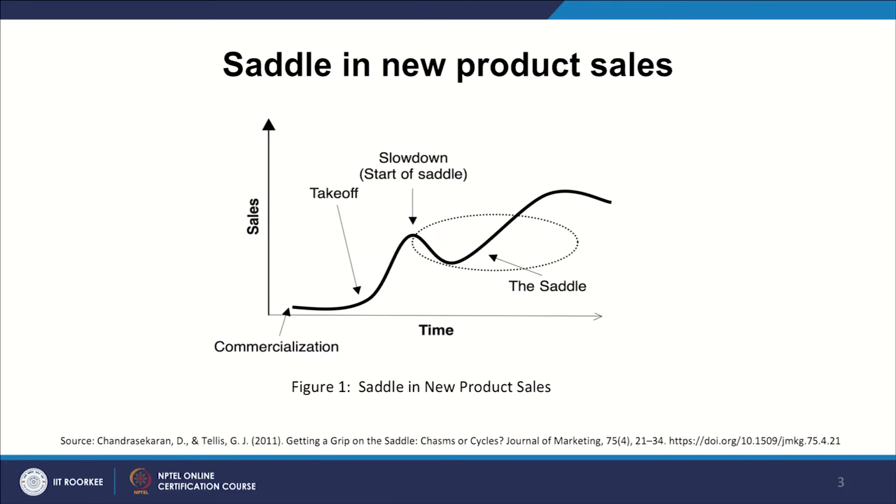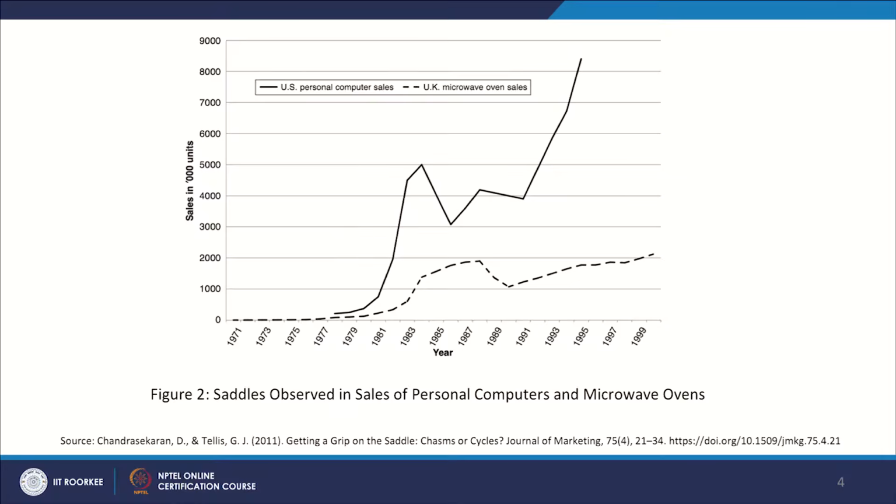Now, we were talking about the saddle when I left you in the last session, and a saddle is wherein there is a dip between growth and growth. This picture in front of you, which I shared with you last time, shows a saddle, and we are talking of the saddle effect. This figure talks about saddles observed in sales of personal computers and microwave ovens during a particular period of time by the authors, and I have already given you the reference of the research paper which I have referred to for this kind of discussion.